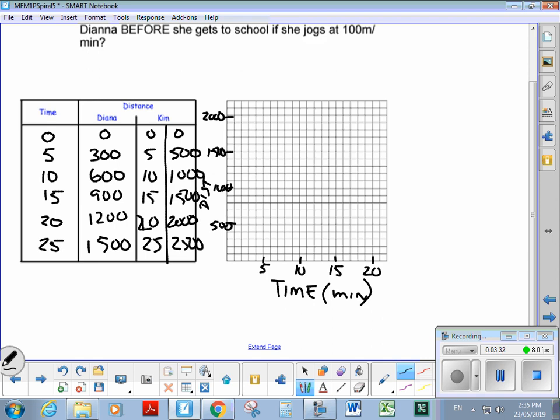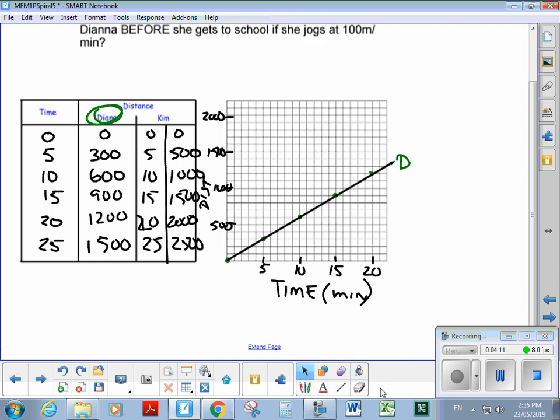Diana started at 0, 0. So I'm going to graph her first. I'm going to make Diana green. 0, 0, then 5 and 300. 10 and 600. 15 and 900. 20 and 1,200. Okay, there we go. So there's Diana. Let's get her graphed first, so that's taken care of. I'll put a D so I know where she is.